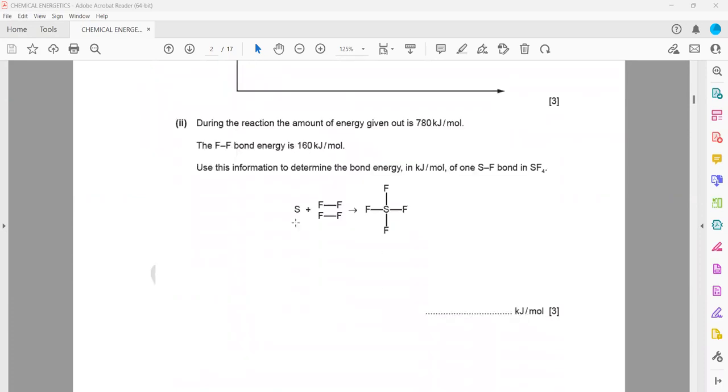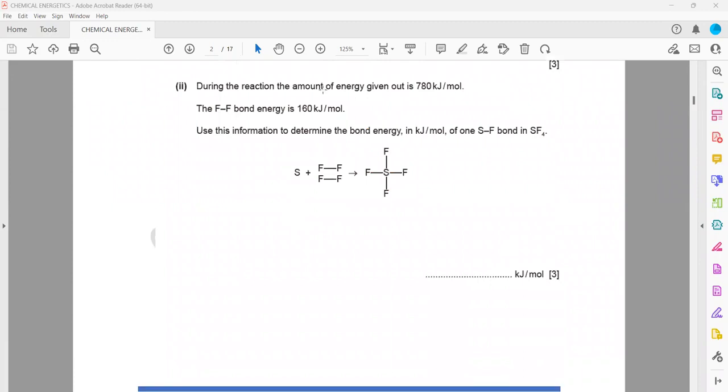The next question: during the reaction, the amount of energy given out is 780 kilojoules for 1 mole. The fluorine-fluorine bond energy is 160. Use the information to determine the energy for 1 mole of SF bonds. So the reactant side is the bond breaking side; we break the bonds. The product side is the bond forming side.